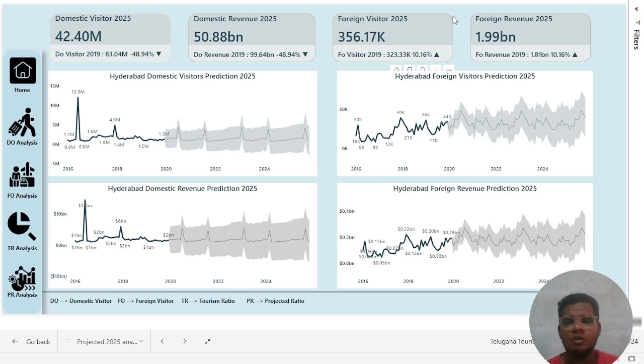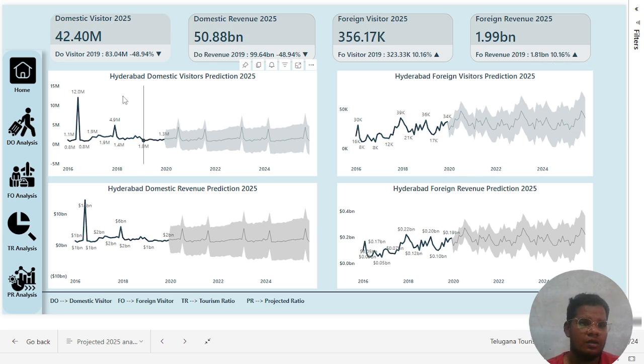And then the foreign visitors. In 2025, 356.17K people visited, and in 2019 it was 323.33K, so it increased, right? It's around a 10.16 percent increase. If the visitor count increases, the revenue also increases. Here it's 1.81 billion in 2019, and the revenue predicted in 2025 is 1.99 billion, around the same 10.16 percent, right?